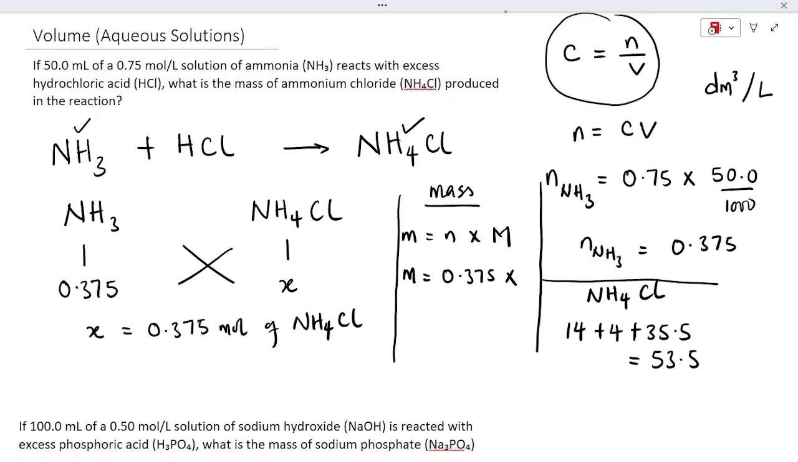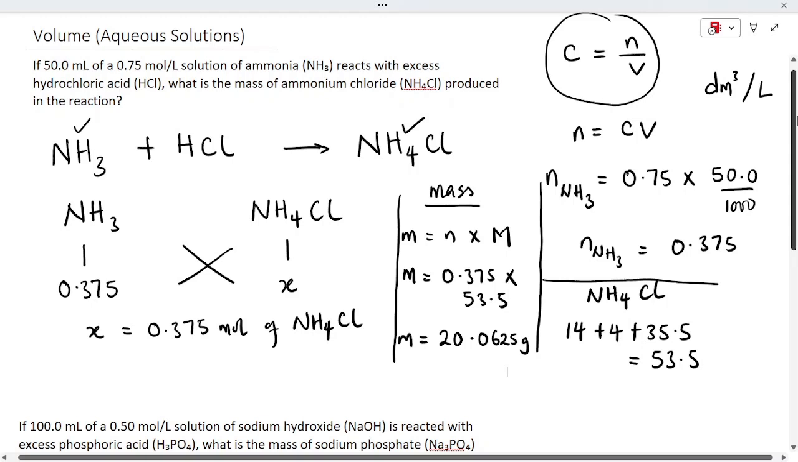So that becomes 0.375 times 53.5. So once you multiply, you are going to have M equals 20.0625 grams. And that is your answer. So you can see it's quite simple. From your concentration, get the number of moles. As usual, extract what the equation gives to you. Then calculate what you need. But remember, we're not talking about number of moles. The question requires us to get the mass. So we simply solve and get the mass.